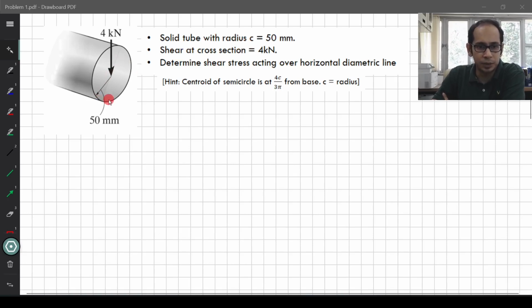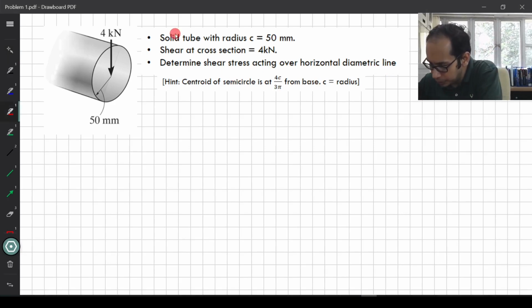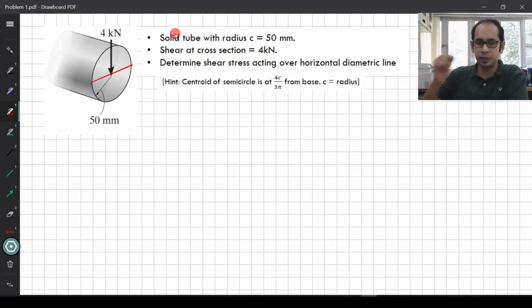Now this cross section may be a part of a beam, and at this cross section you have a shear force of 4 kilonewton. What it asks you is to calculate the shear stress tau acting over the horizontal diametric line. So let's go ahead and mark that horizontal diametric line. What the problem is essentially asking is to calculate this thing over here.